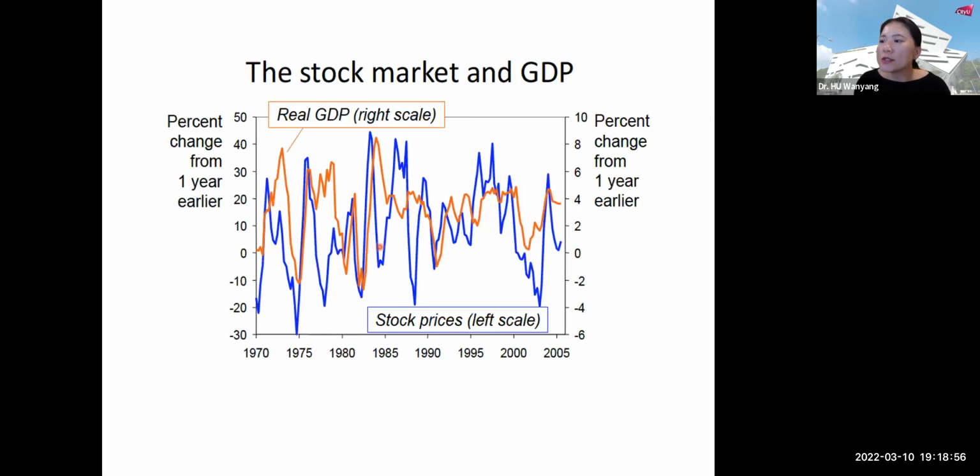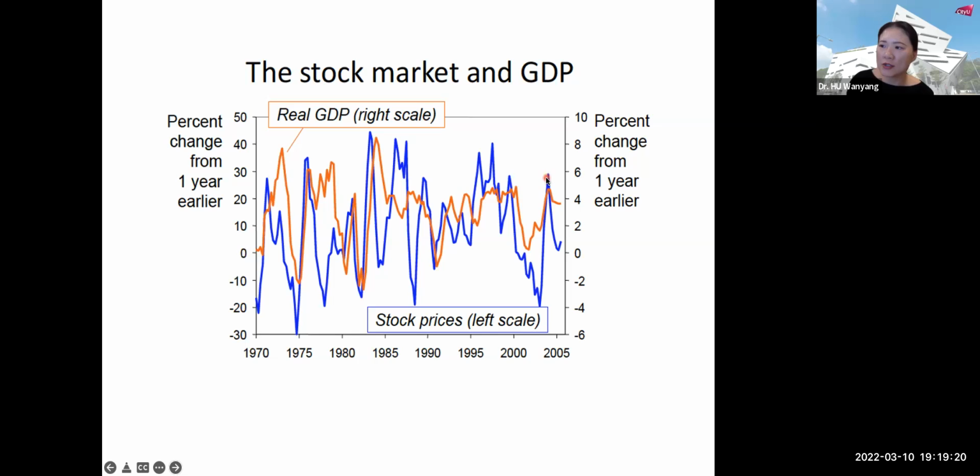Okay. So this graph shows how the stock market and GDP shift together. On the right scale is the GDP, the real GDP change. And on the left scale is the stock price change.